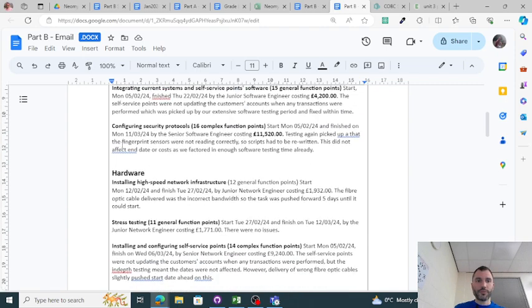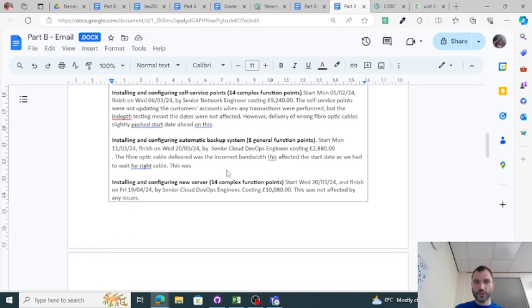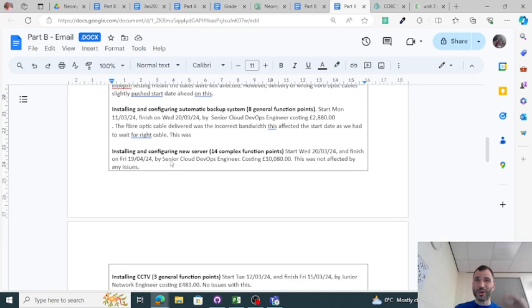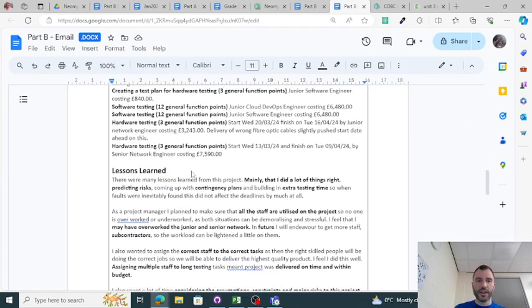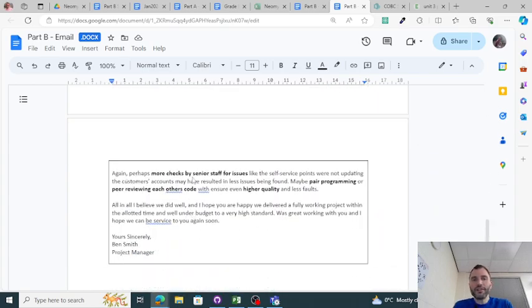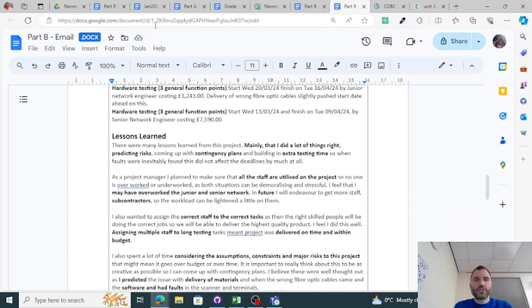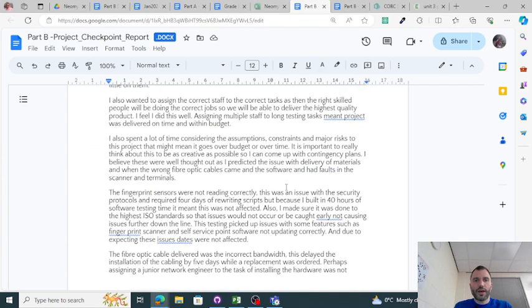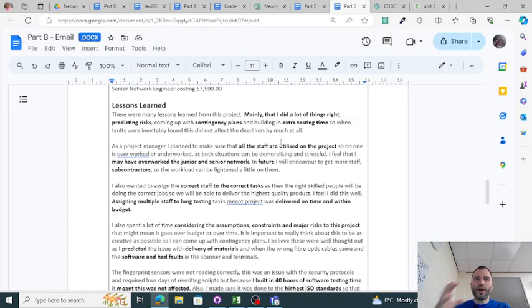And then I've done the same for the software and the same for the hardware, showing the costs. Again, this actually took me quite a while to copy those things out of the Gantt chart, but it's worth it because it looks good, I think. And then I've done the same for the testing. Right, and then my lessons learned, again, I copied that from my original document here. But I've highlighted the things I want him to see.